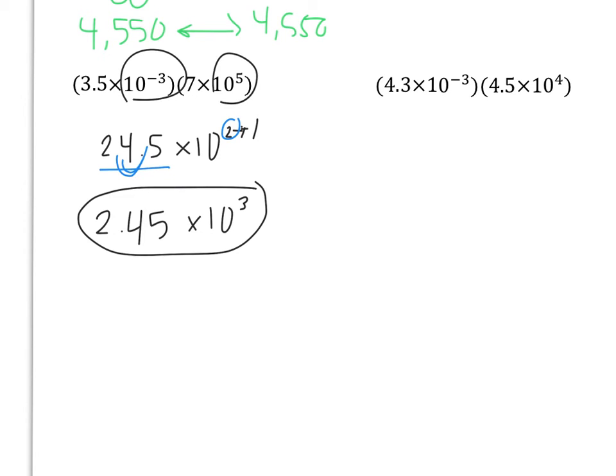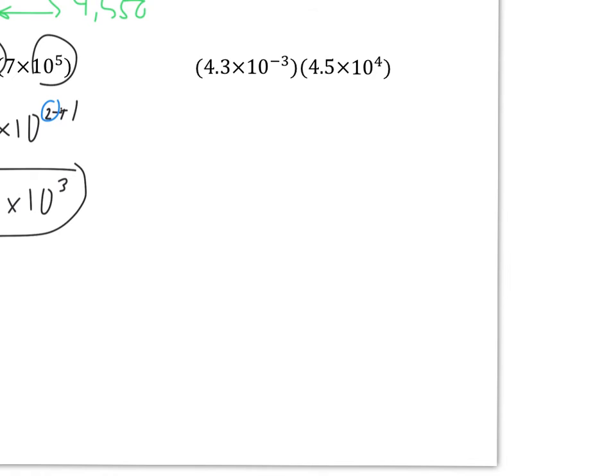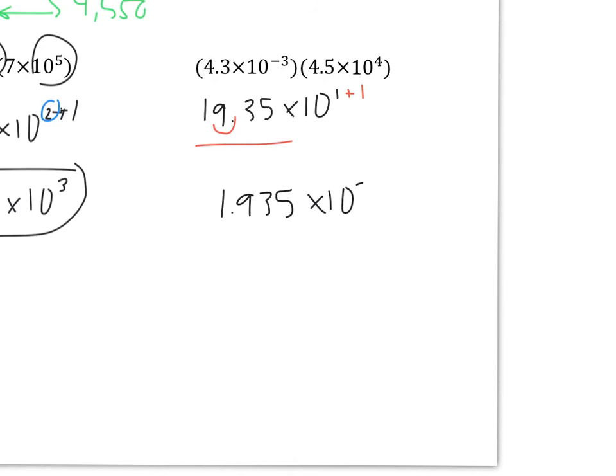All right, let's look at the last example here. 4.3 times 10 to the negative third times 4.5 times 10 to the fourth. So 4.3 times 4.5 is 19.35 times 10 to the negative 3 plus 4 is 1, so times 10 to the first. But again, this number needs to be between 1 and 10 without being 10. So I'll move it 1 to the left, which means I need to add an exponent. Whenever I move it to the left, I add an exponent. So I get 1.935 times 10 to the second. And that would be my final answer.